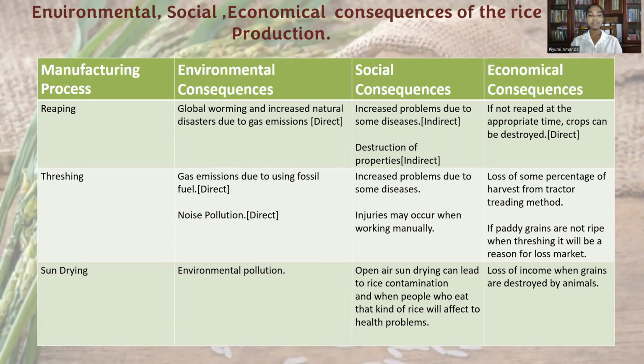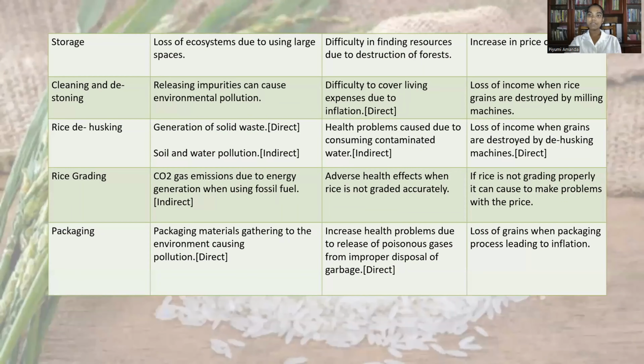The third step, the sunning step, we can get as environmental consequences environmental pollution. Open air sunshine can lead to rice contamination, and people who eat that kind of rice will be affected by health problems, which can be taken as social consequences. Loss of income when grains are destroyed by animals can be taken as economic consequences.